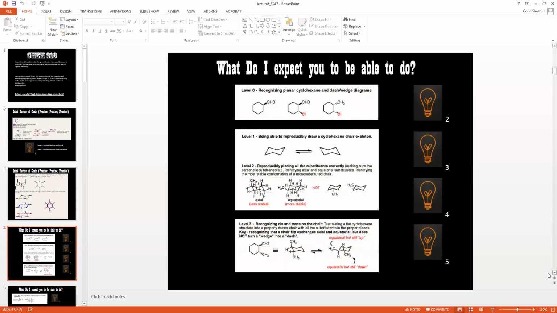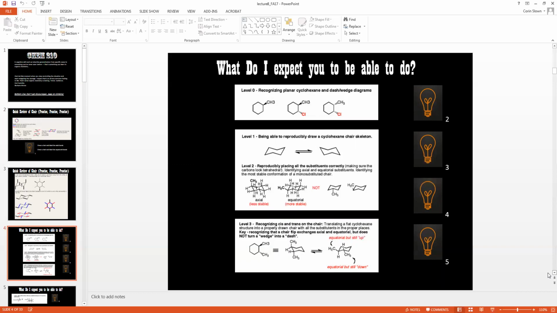So what is it that I expect you to be able to do with the chair structure? Well, at a level 0, I expect you to be able to recognize planar cyclohexane and dash and wedge diagrams. So cyclohexane with nothing bonded to it, and then a wedge, which is bold, meaning up, or a dash, meaning down. And then I expect you to be able to draw your cyclohexane chair skeleton, and onto that chair, I expect you to be able to draw either axial or equatorial bonds, not bonds that are somewhere in between.